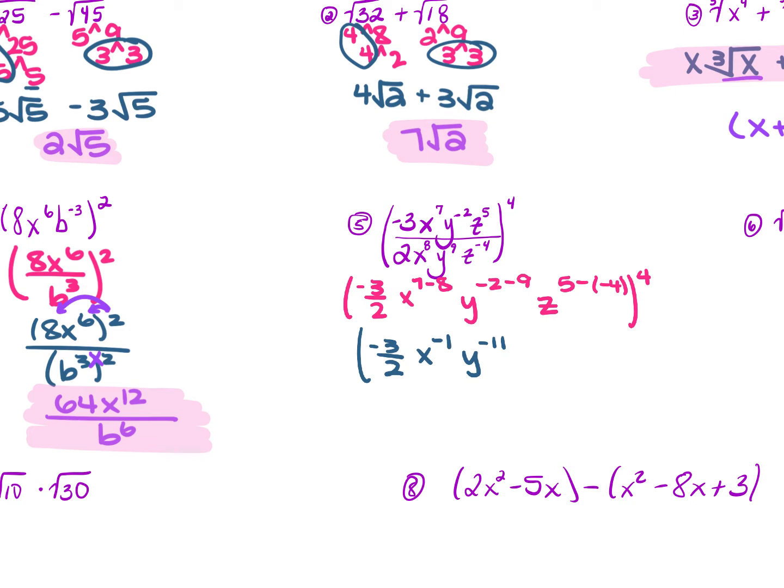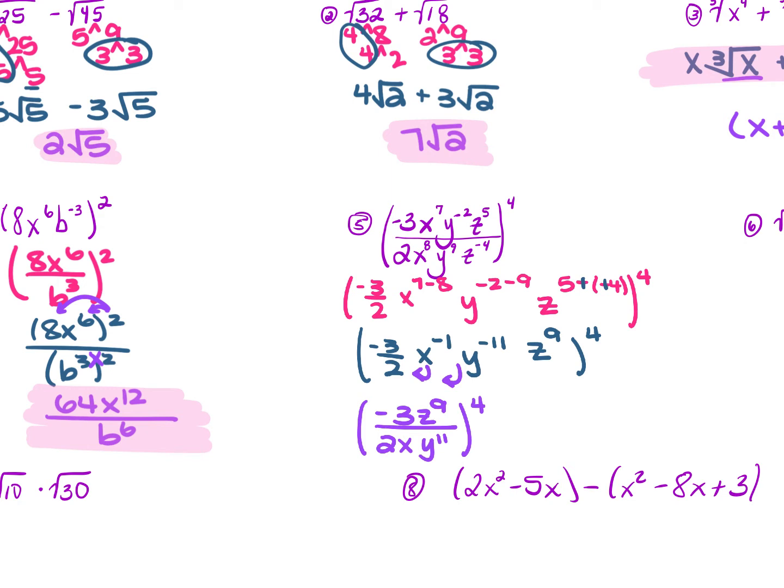Your z has the power of 5 minus negative 4. Double negatives turn to positives. So that's going to give you z to the 9th power. Again, this is all raised to the 4th power. From here, you've got to put the x and the y where they belong in order to turn their powers into positives. So that x is going to go to the denominator, that y is going to go to the denominator. The only one that's going to stay in the numerator is that z because it's already raised to a positive power. So this is going to give you negative 3z to the 9th power over 2x y to the 11th power, all raised to the 4th power.